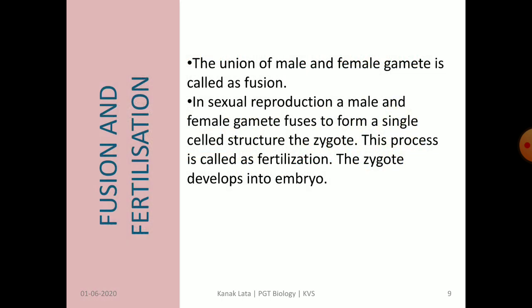Now we will learn about fusion and fertilization. The union of male and female gamete is called as fusion. In sexual reproduction, when male and female gamete fuses, it forms a single celled structure called zygote. This process is called fertilization. Further, zygote develops into embryo and embryo develops into complete individual, either plant or animal.